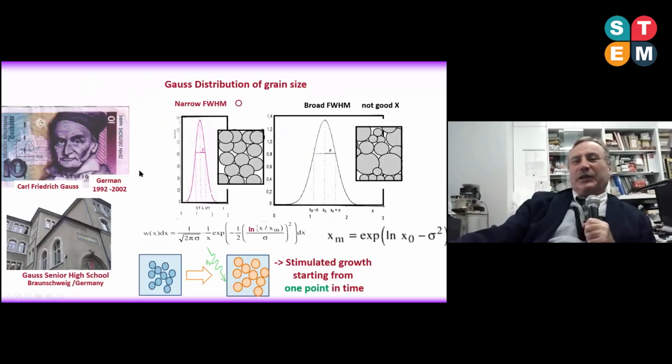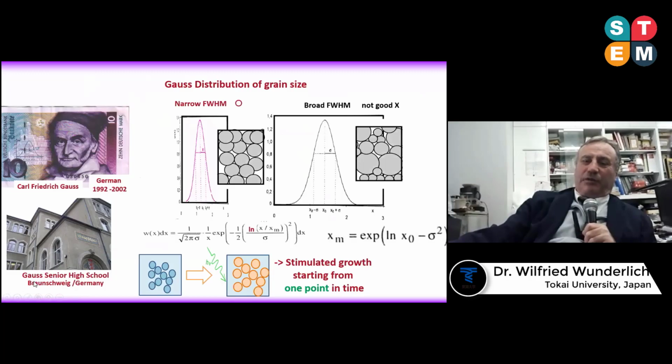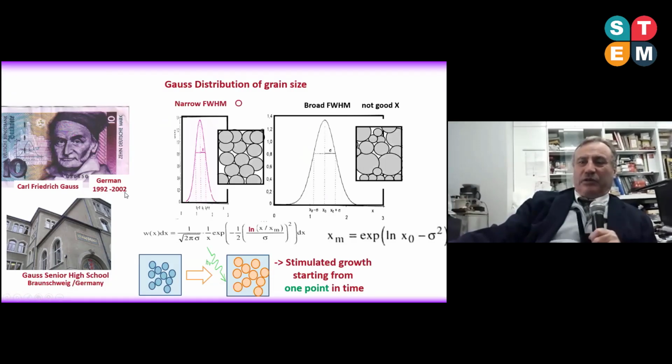And also this is my senior high school in Germany, where I graduated in a small town in Braunschweig in Germany. And this was named after a famous mathematician, Carl Friedrich Gauss. It was on the German money from 1992 to 2002, before the euro came. And Gauss is very famous for his distribution. The Americans call it the bell shape distribution, but Gauss distribution.